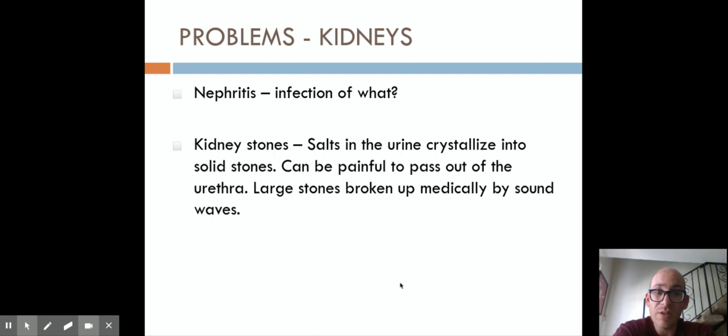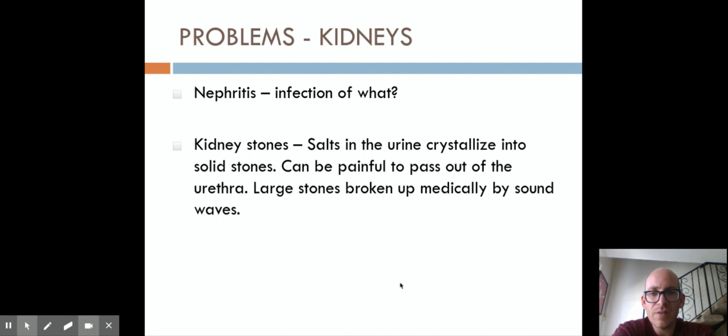Or some of them, honestly, are not pebbles. They're more like little jagged rocks because it's crystallized. Crystals usually have that more jagged appearance. And basically, the way you get rid of these is you have to pee them out. You have to pass them. And this can be incredibly painful.